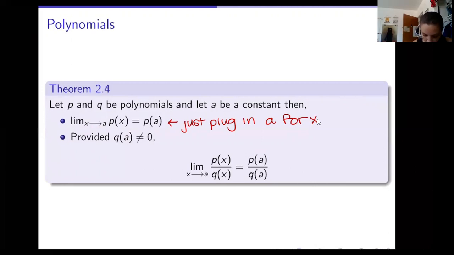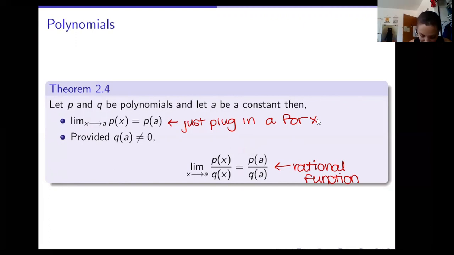Finally, if you've got one polynomial divided by another polynomial, otherwise known as a rational function, then we just get to use our quotient law, right? So instead of jumping through hoops, all we have to do is plug in a into the numerator, plug in a into the denominator, and as long as the denominator evaluated at a is not 0, then we're good to go and we can compute our limit.